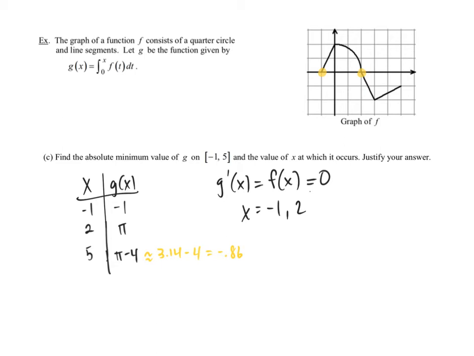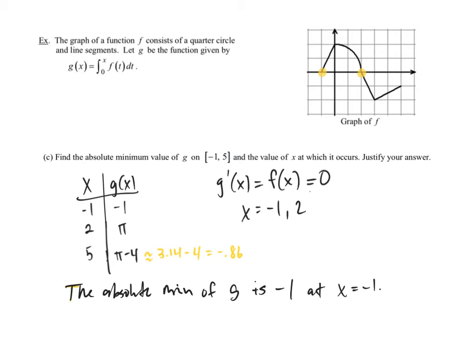So the absolute minimum of g is -1, and it occurs at x equals -1. So remember a candidates test. The nice part about this problem is that we already did the evaluation of g of x at all of those endpoints and critical points.